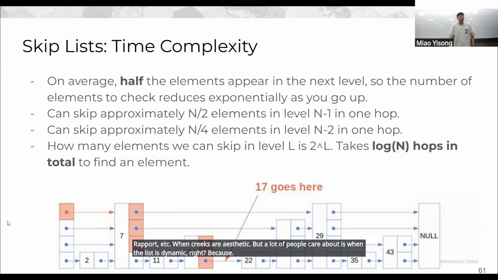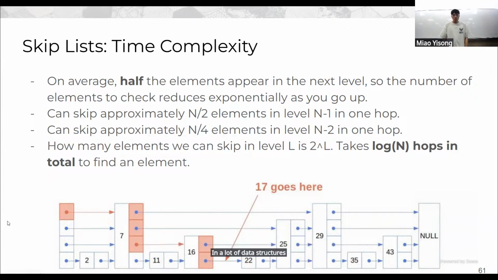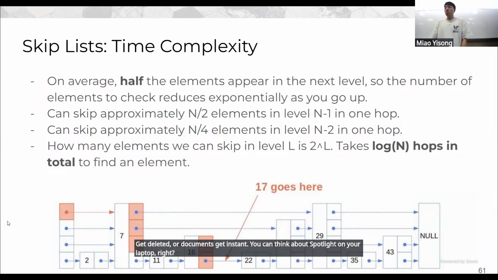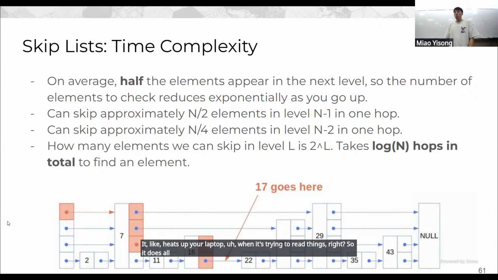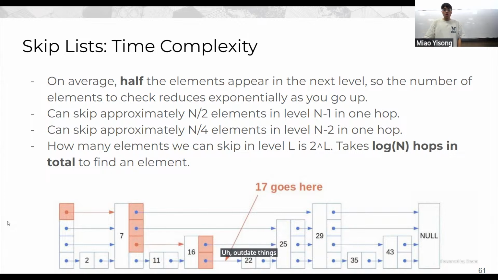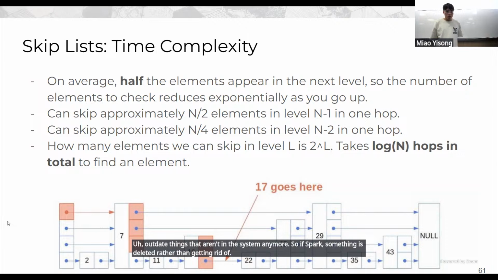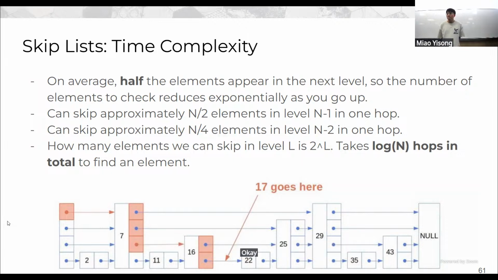Because in a lot of data structures for IR, you care about when documents get deleted or inserted. You can think about Spotlight on your laptop. It heats up your laptop when it's trying to reindex. It has to dynamically update things that aren't in the system anymore. So you mark something as deleted rather than getting rid of it, and then insert new nodes. Those are two operations that happen.